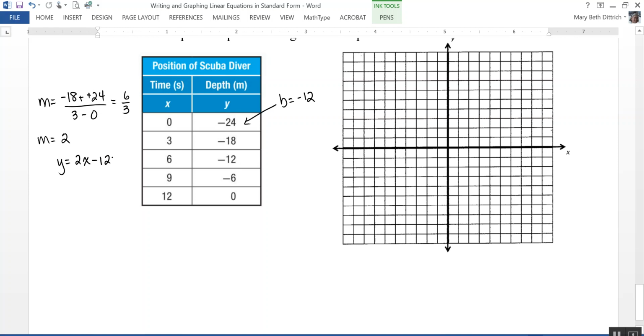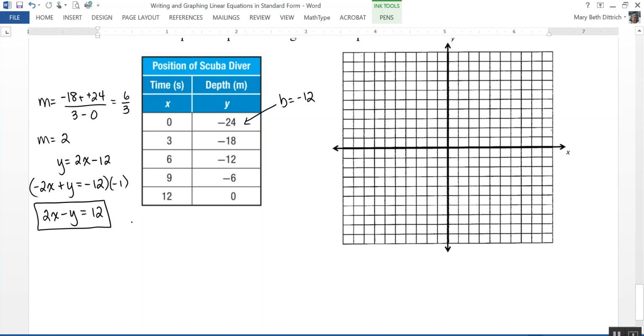But I need to have this written in standard form, so I'm going to subtract 2x on each side. So 2x plus y equals negative 12. And my coefficient of x can't be negative, so I'm going to multiply the whole equation by negative 1, and that gives me 2x minus y equals a positive 12. So there's the answer to part A, the equation in standard form.